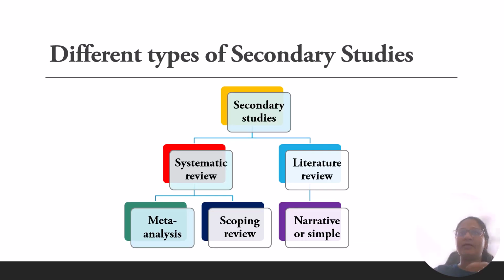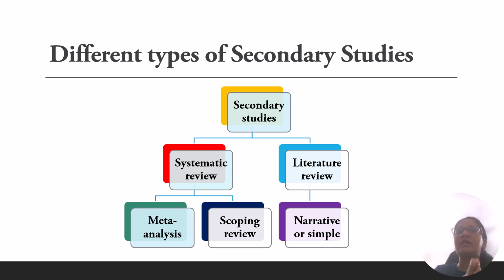So going ahead, I hope you understood what the primary study is. The primary study here is getting the data first hand. Now coming to the secondary studies, as I mentioned, secondary studies are the studies where you already have the data and you have to collect the information. Those types of studies are known as secondary studies.